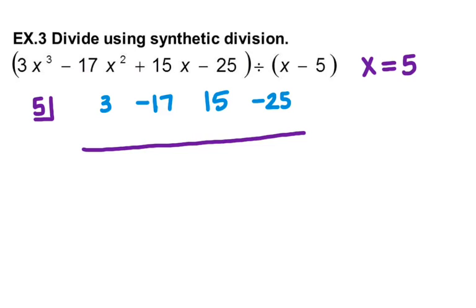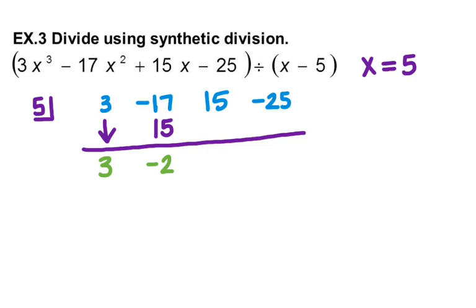Okay, so with synthetic division, the first term gets brought down automatically. We're always going to multiply what's underneath the line times what's in the box. The answer goes in the next space above the line. So 3 times 5 is 15. Then I'm going to add negative 17 and 15, which equals negative 2.